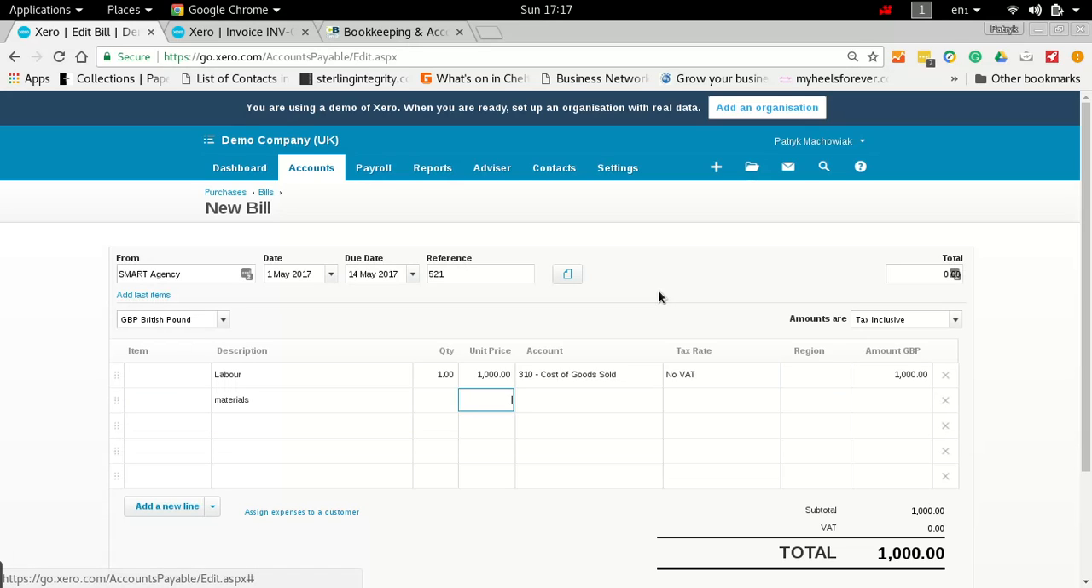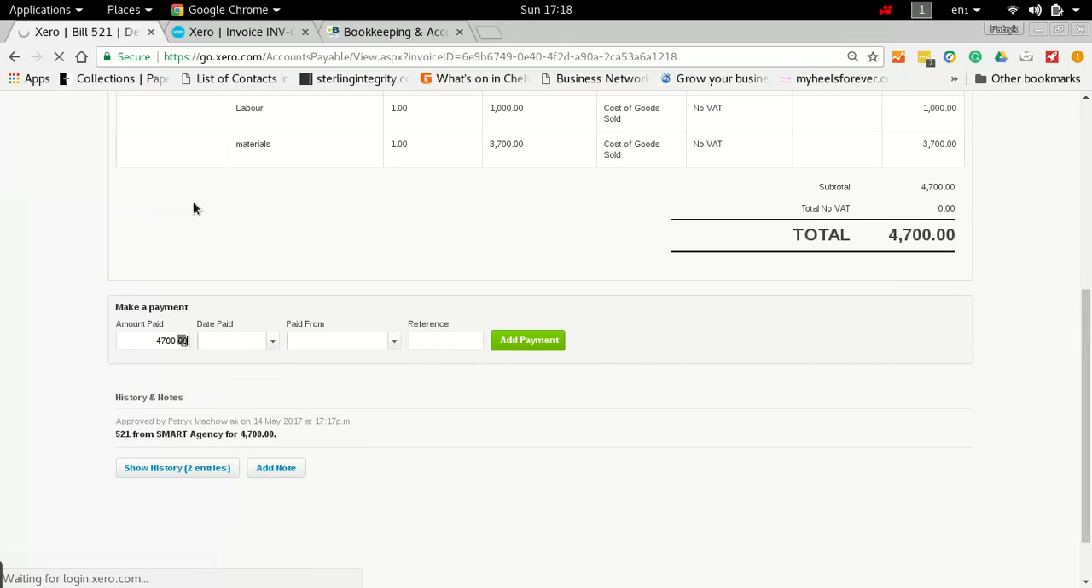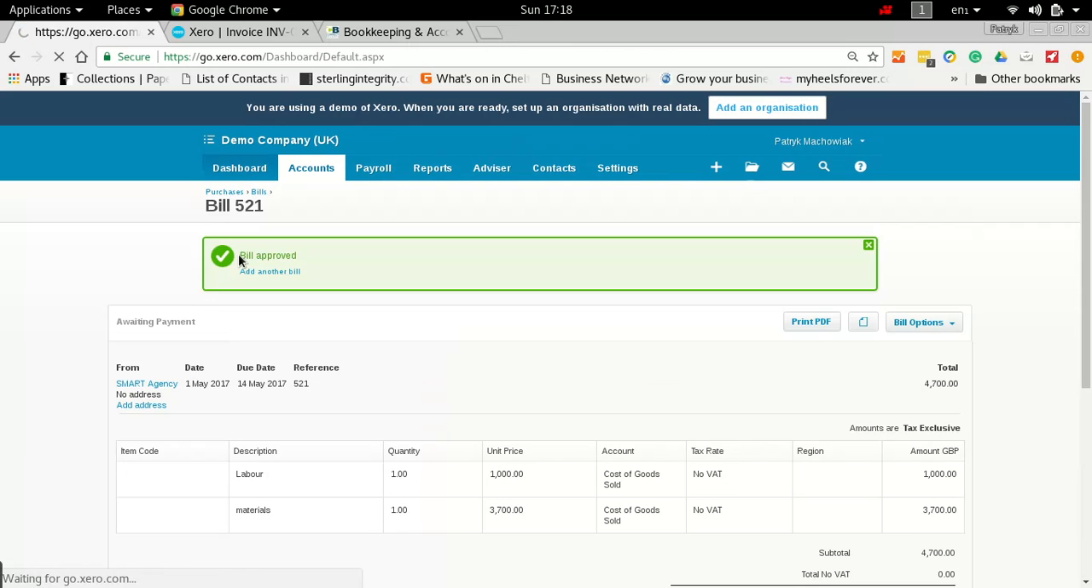materials at 3,700. Okay, no VAT on those, again, just to keep it simple. So overall the bill is 4,700. Let's approve that one. This is the bill from our subcontractor. Now we go to payments.